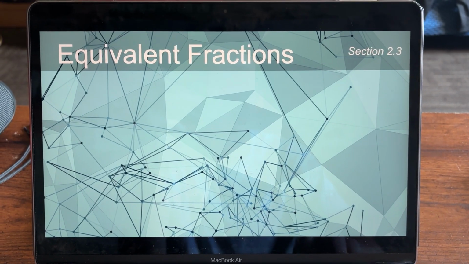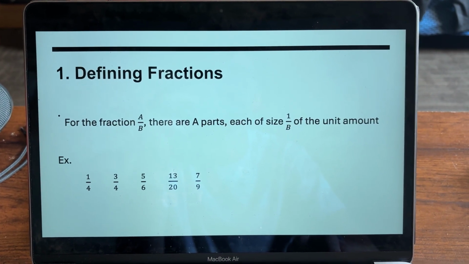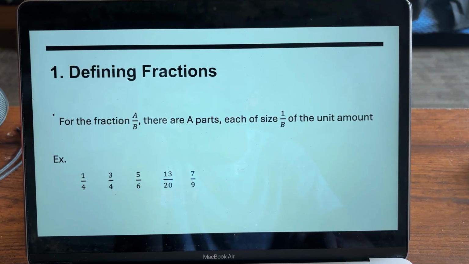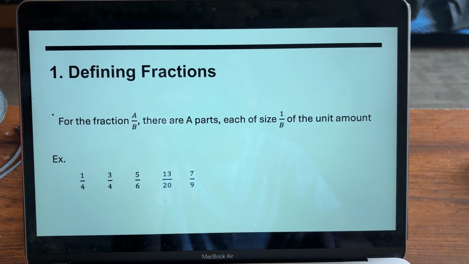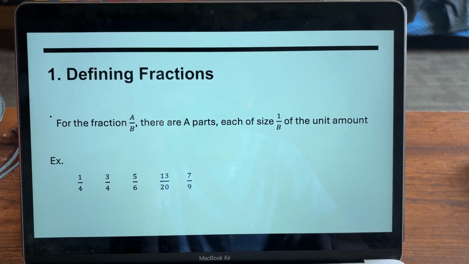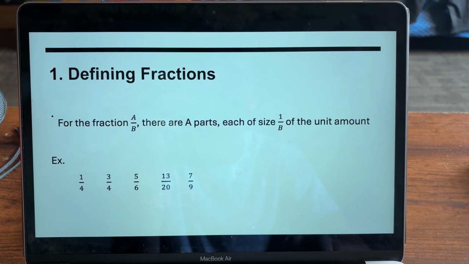This is section 2.3. First, I want to start with defining fractions. For the fraction a over b, there are a parts, each of size 1 over b of the unit amount. For example, the fraction 3/4, there are 3 parts, each of size 1/4 of the unit amount. Or for 13/20, there are 13 parts, each of size 1/20 of the unit amount.